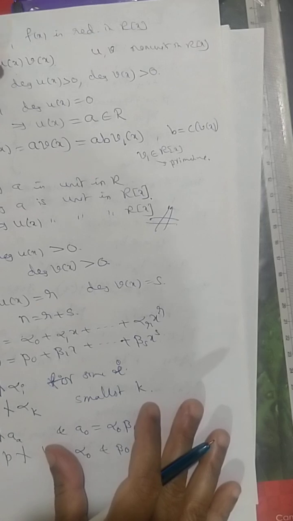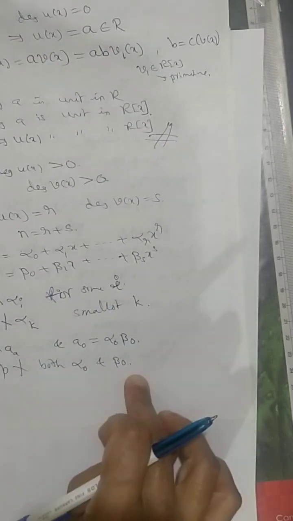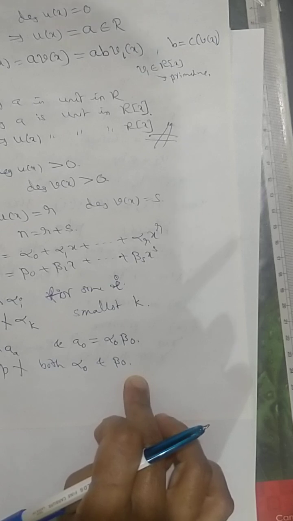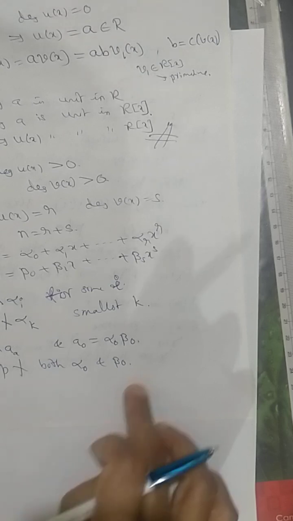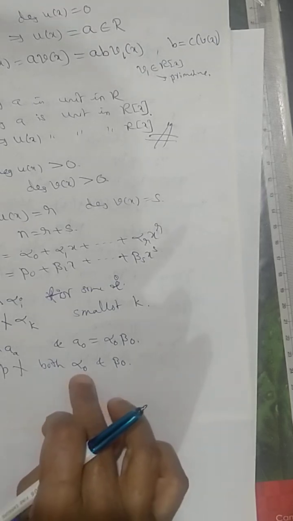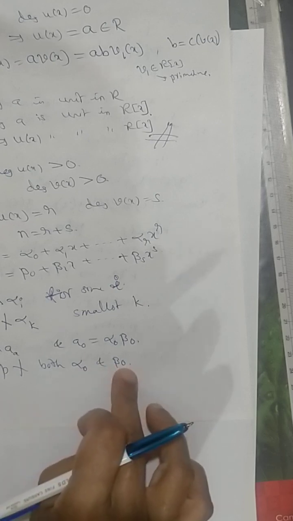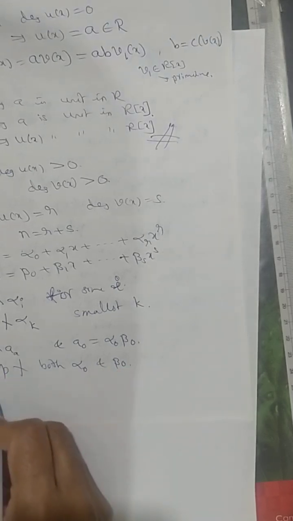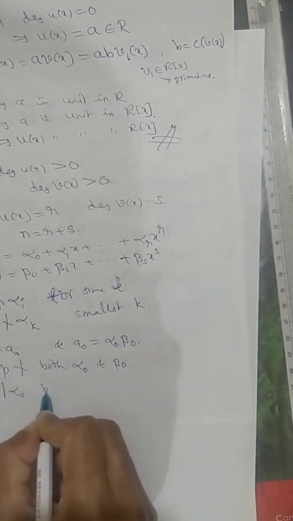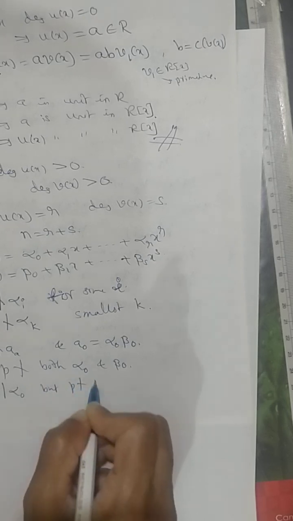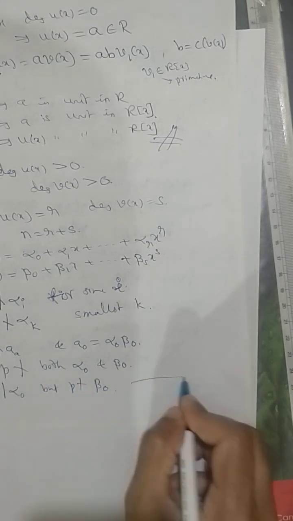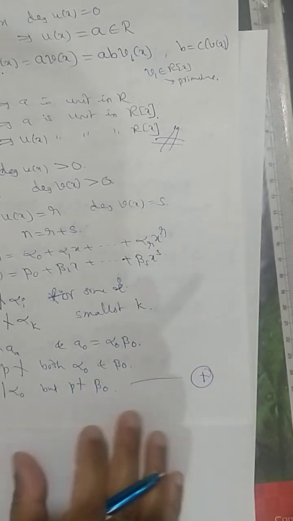So let us assume that it may divide one of them. It cannot divide both alpha_0 and beta_0, right? So we'll assume that p divides alpha_0 but p doesn't divide beta_0. Let me just mark it as statement 1 here.